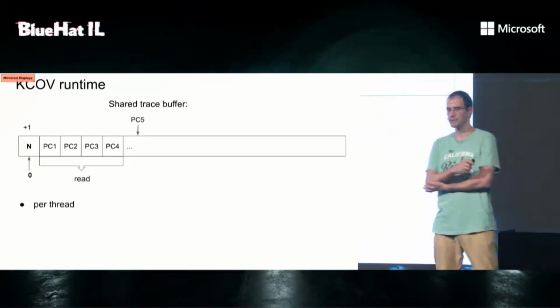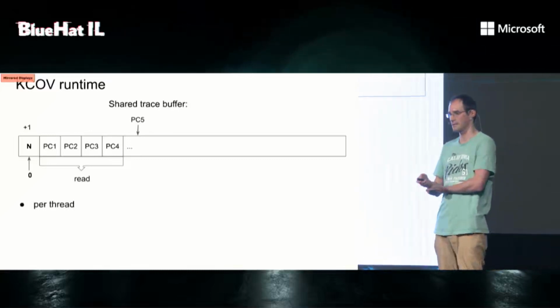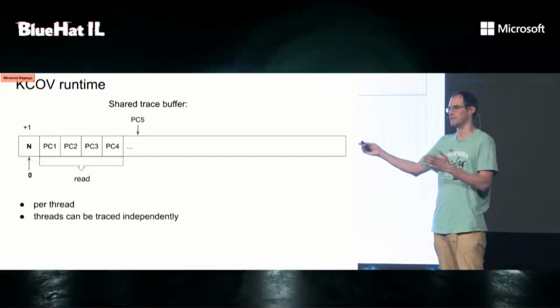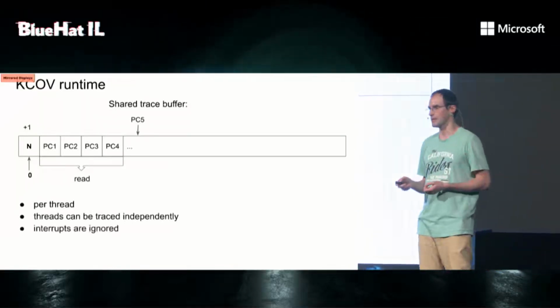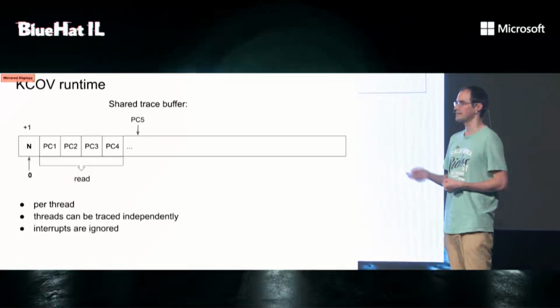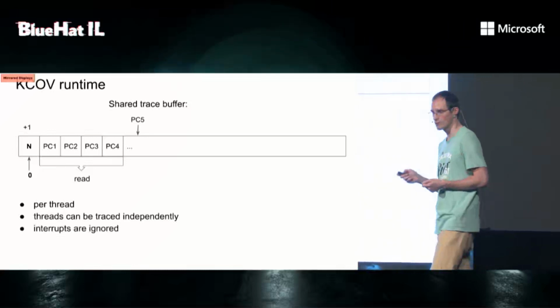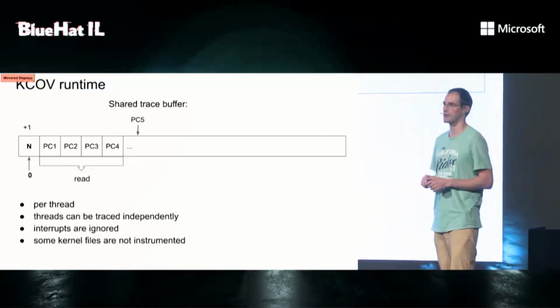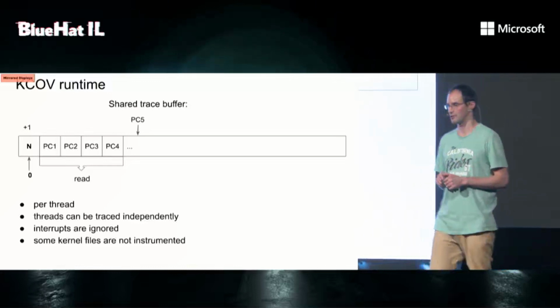So a few things to note. First of all, this is per thread. So the tracing happens per thread, but you can set up those buffers for multiple threads independently. Interrupts are completely ignored. We don't trace them, we only trace the currently executing system call. And some parts of the kernel are not instrumented for coverage, for example, the memory allocator and scheduler.